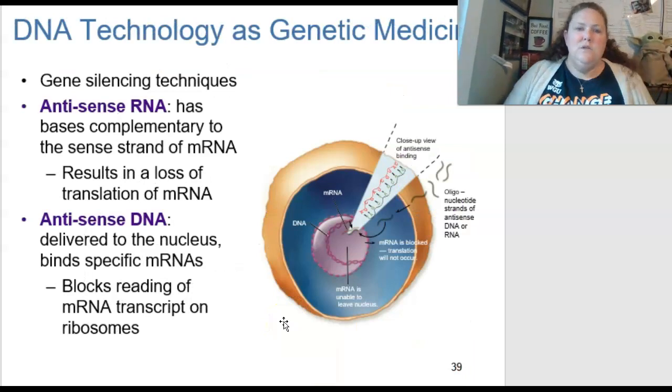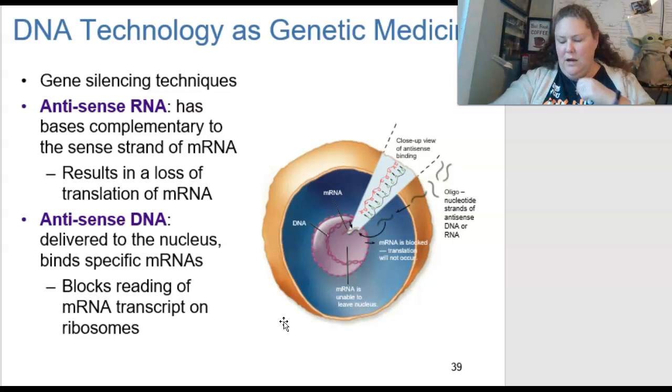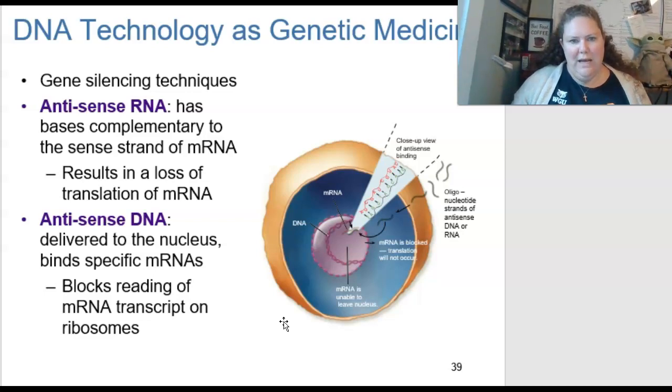Okay. So using DNA technology as genetic medicine, there are gene silencing techniques. There's antisense RNA, which has bases that are complementary to the sense strand of messenger RNA, and this results in a loss of translation of the messenger RNA.